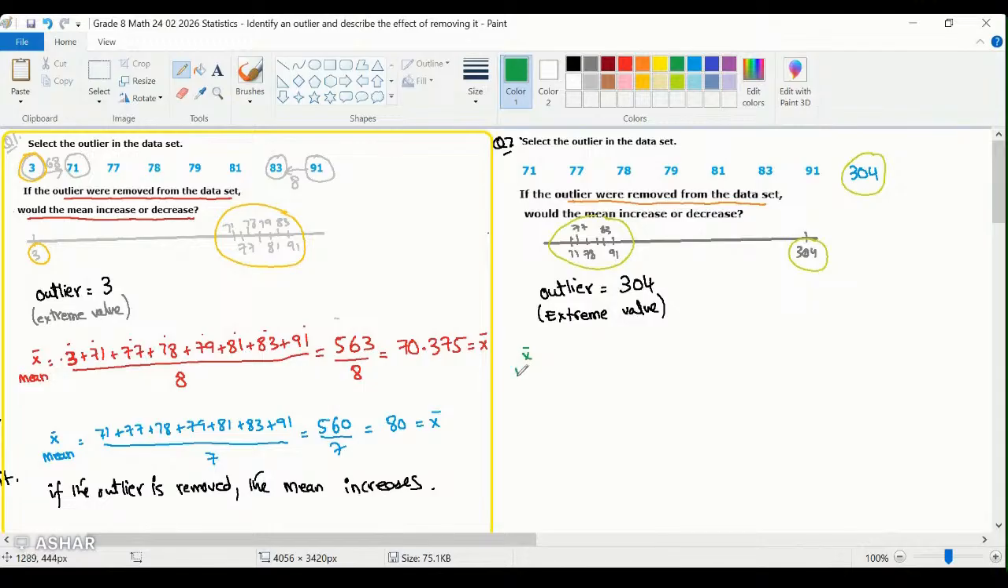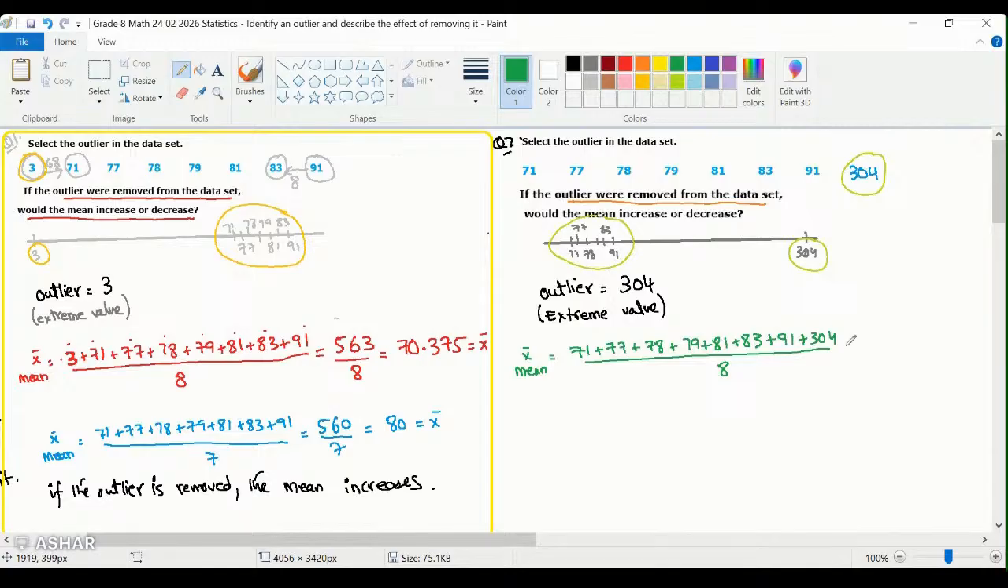Now let's see what the mean will be with the outlier. When we add 71 plus 77 plus 78 plus 79, 81, 83, 91, and 304, to be divided by 8, the total comes out, using the previous value, 560 plus 304.